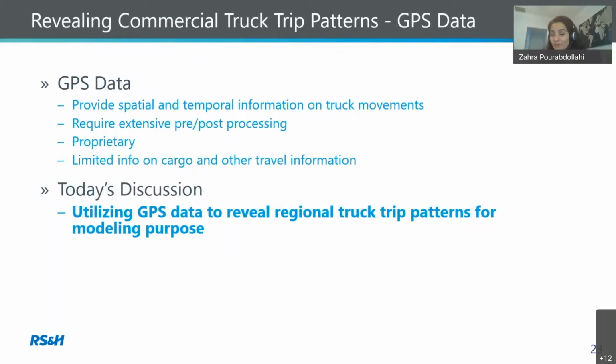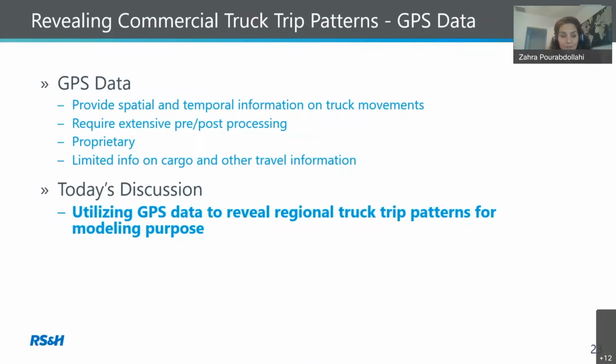GPS data provides spatial and temporal information on truck movements. However, they usually require extensive processing. And they are usually a proprietary type of data that comes with a cost and sometimes confidentiality and non-disclosure agreements that can be restricting in research. And for trucks specifically, they have limited information on other attributes, such as the type of cargo being carried or other logistics information, the type of activity being performed at each stop.